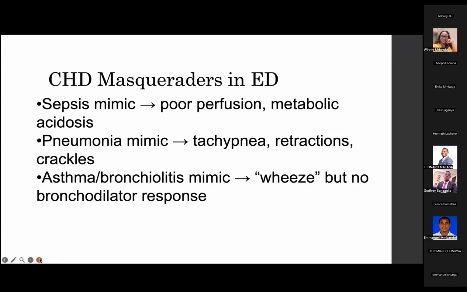So these are some of the things we tend to see; it mimics a lot of things. It mimics sepsis, pneumonia, asthma and bronchiolitis, like we talked about: wheeze, but no bronchodilatory response. So you have to understand that you need to think about all these things. For example, if the patient comes with signs and symptoms of sepsis, treat like sepsis, but keep in the back of your mind that it could be a congenital heart disease as well.